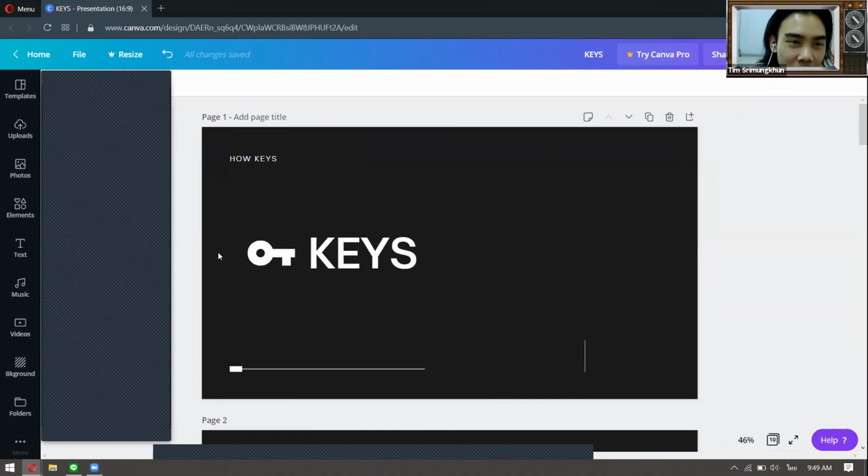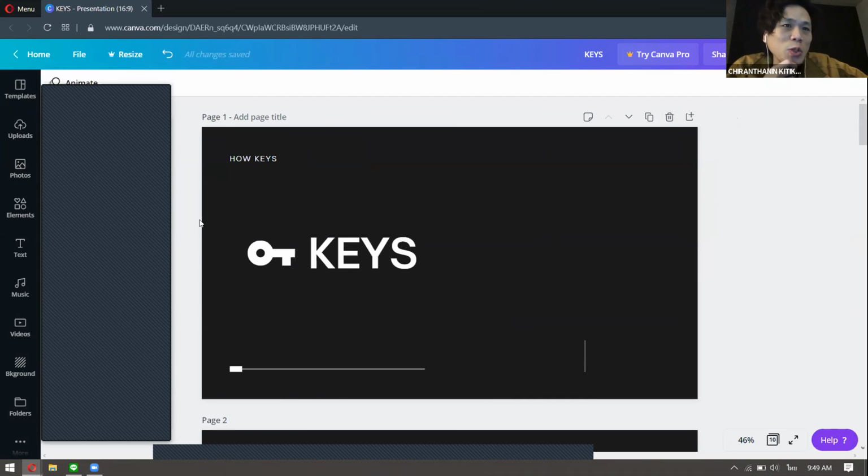Okay, I want to show you the keys. I picked the key from my object. This one, okay. Lock and key. Yes, lock and key.